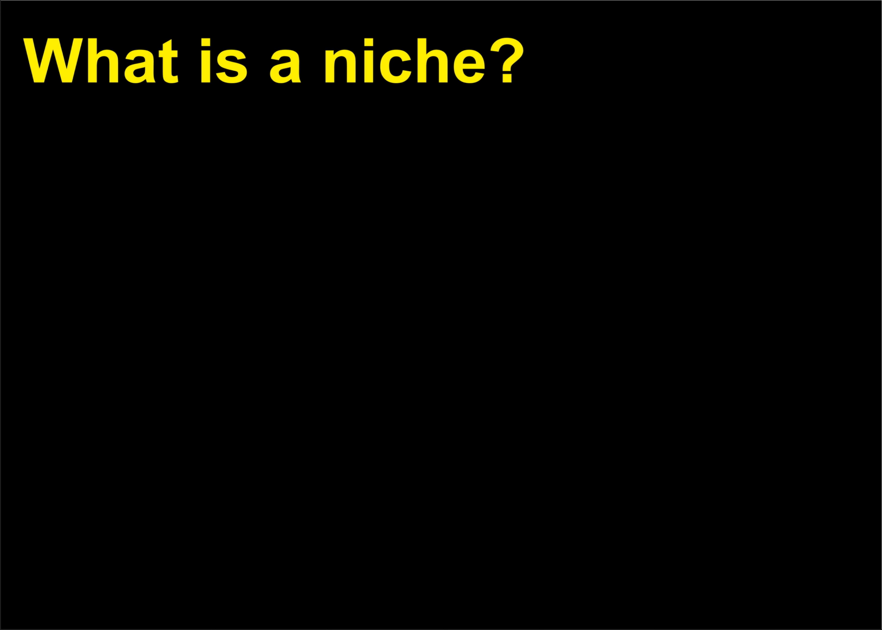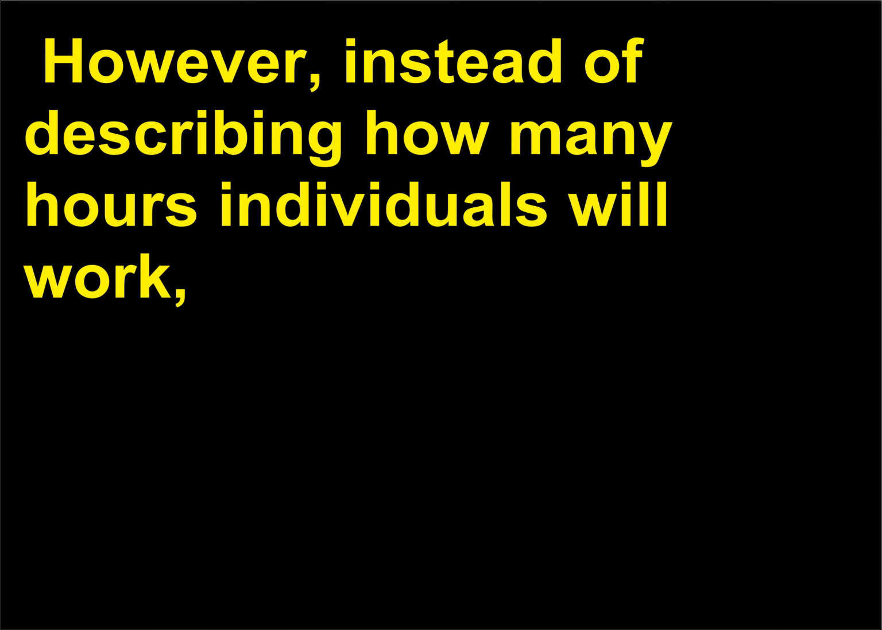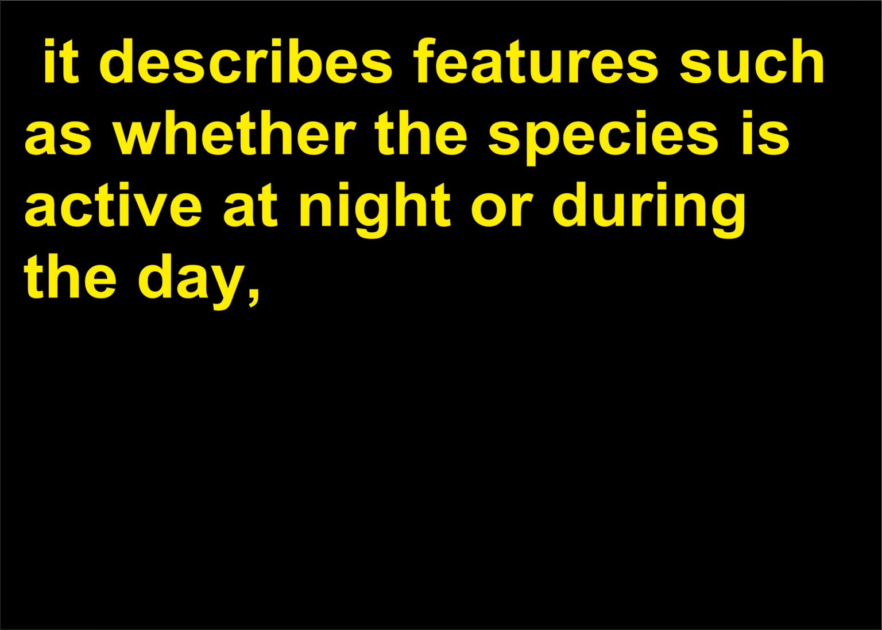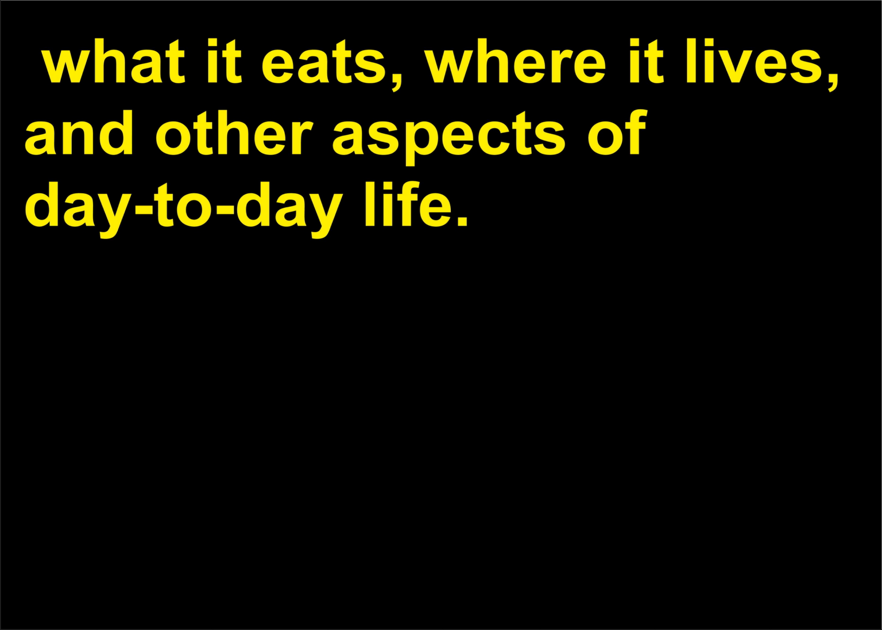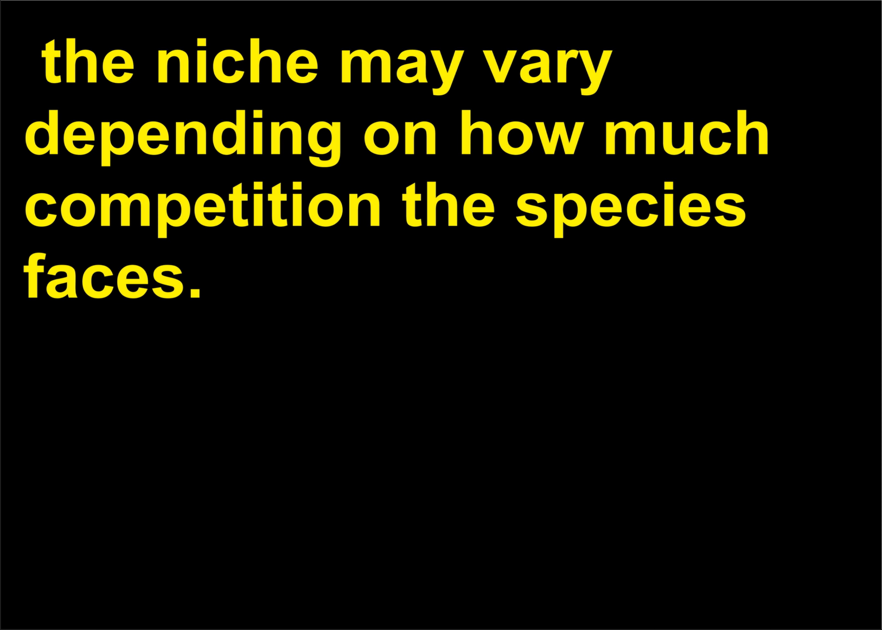What is a niche? A niche is similar to the job description of a population within a given species. However, instead of describing how many hours individuals will work, it describes features such as whether the species is active at night or during the day, what it eats, where it lives, and other aspects of day-to-day life. From one environment, or community, to another, the niche may vary depending on how much competition the species faces.